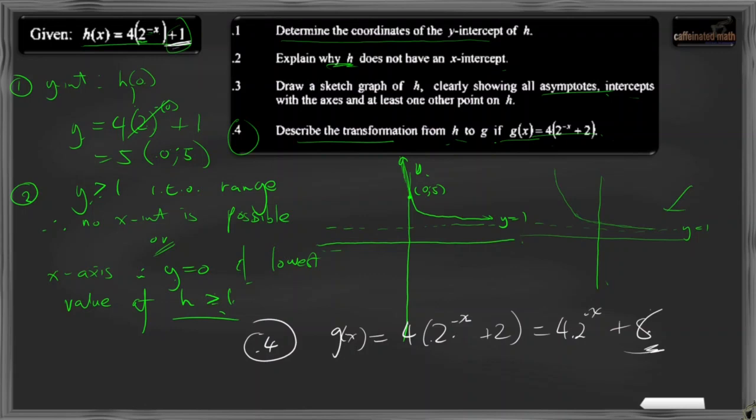We know how to interpret that. Well, this thing's gone up by 7 units, and that is the transformation they want to describe. So g of x has shifted upwards by 7.